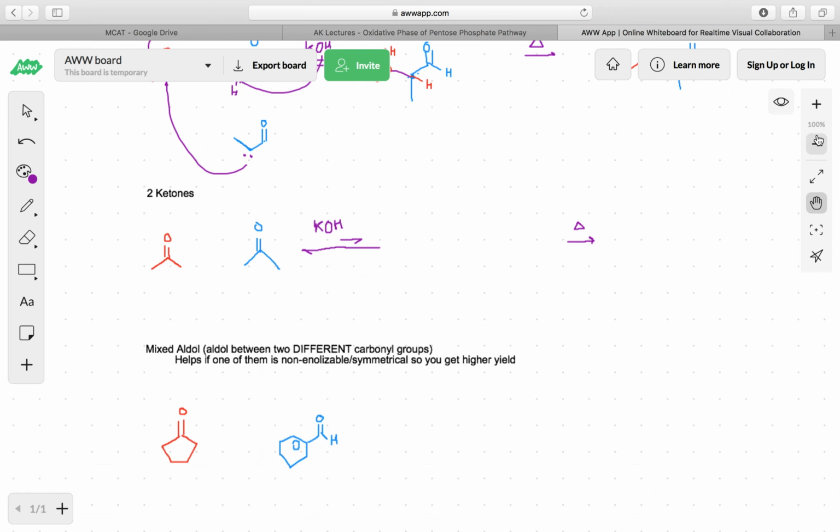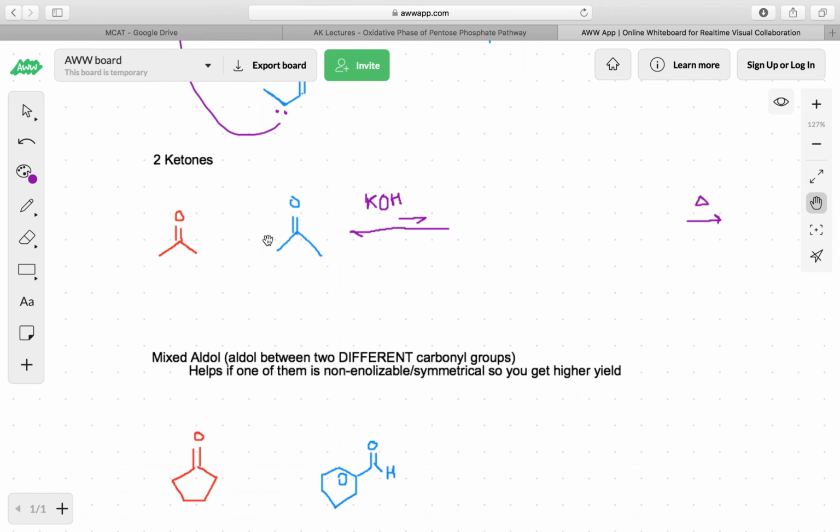So let's do this example now. We have these two acetone molecules, and we know that our base is going to form an enolate on one of them. So I'm just going to draw on the enolate now. On this alpha carbon, it's going to take off that proton, and then it's going to attack here and push up this pi bond.